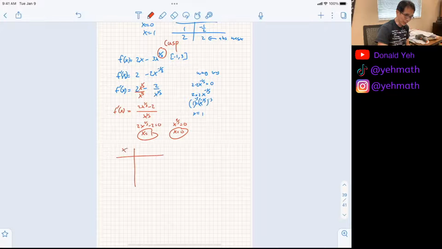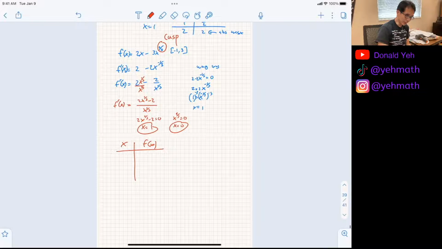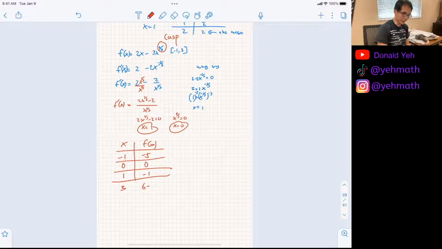Then I'm going to evaluate x and f of x. Remember, this table is good to help you. So I'm going to plug in -1 and 3. What are the other 2 values I need to plug in? 0 and 1, but not 2. 2 is not needed because 2 is not a critical number. If I plug in -1, I'm going to get -5. 0, I'm going to get 0. 1, I'm going to get -1. 3, I'm going to get very weird numbers: 6 minus 3 times the third root of 9. It's roughly -0.24. This is an absolute min. And I think this part is the absolute max.